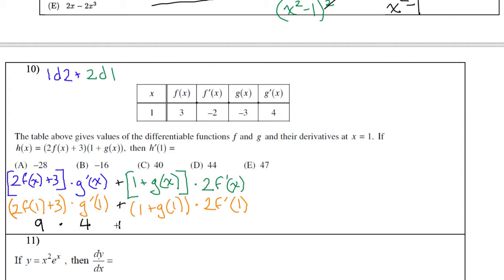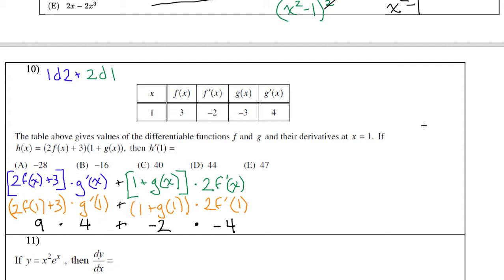And then I'm going to add this to 1 plus g of 1. Let's figure out what g of 1 is. G of 1 is negative 3. So I'm adding negative 3 with 1, and I get negative 2. So this is going to be negative 2 times, let's do f prime of 1 first. F prime of 1 is negative 2. Negative 2 times 2 will give me negative 4. So I've simplified this into a nice little, I don't know, third grader problem.